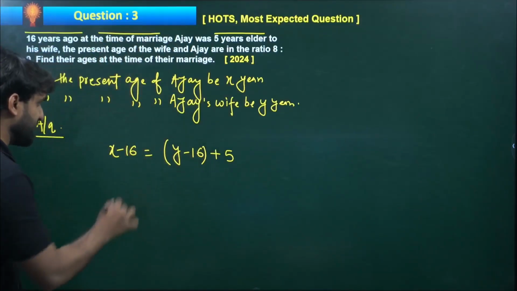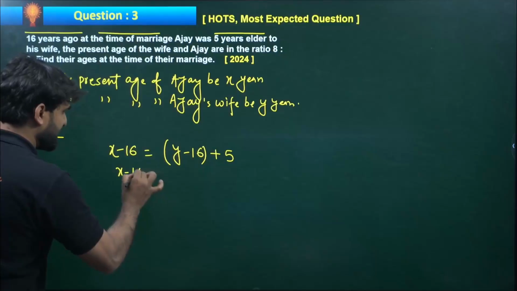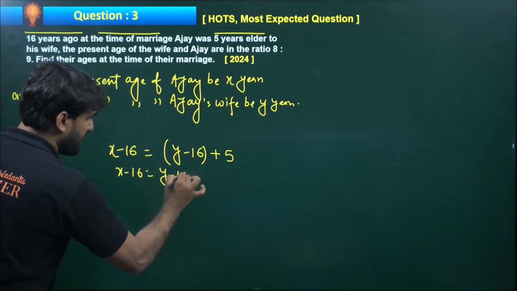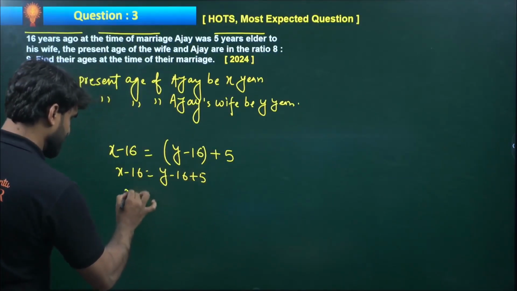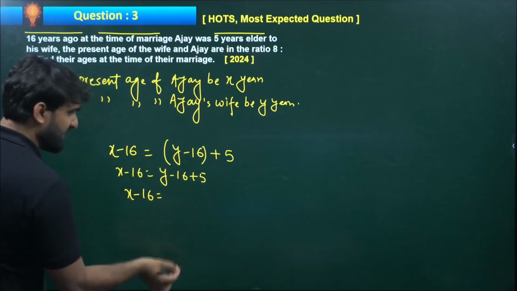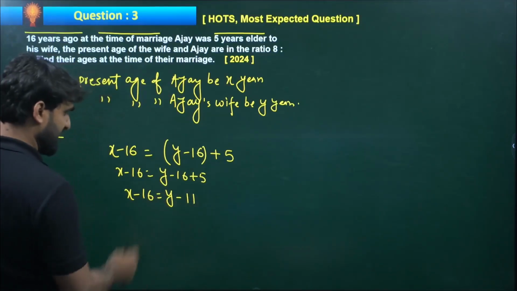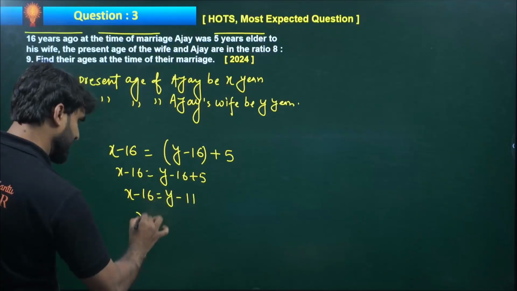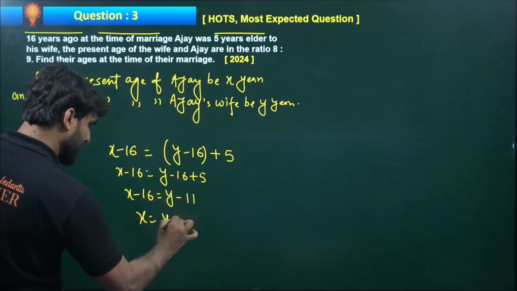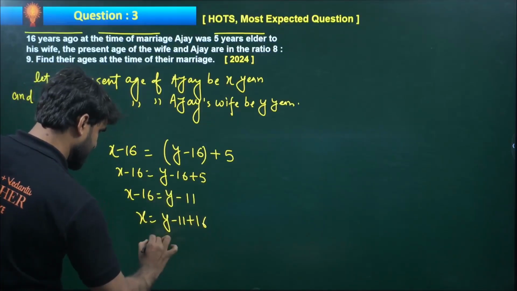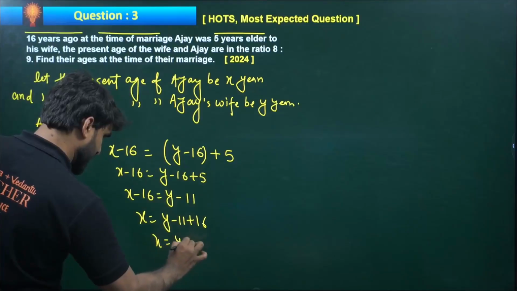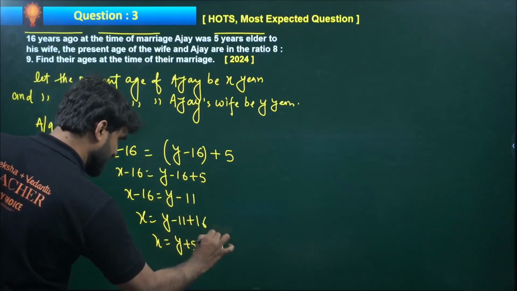Now modify this equation. So on modifying, X minus 16, open the bracket, Y minus 16 plus 5. So this will be Y minus 16 and plus 5, so it has to be minus 11. Can we shift minus 11 there? So X will look like Y minus 11 plus 16. So we have X is equal to Y plus 5. This is equation number 1.